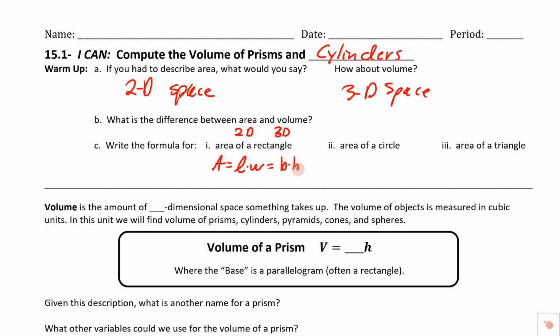Why doesn't A times B work? Well, you'd have to define what those are, where L and W work for length and width, and B and H work for base times height. What about area of a circle? People confuse this all the time. Got to keep these straight. Is it R? Base times height times width. No, for a circle?